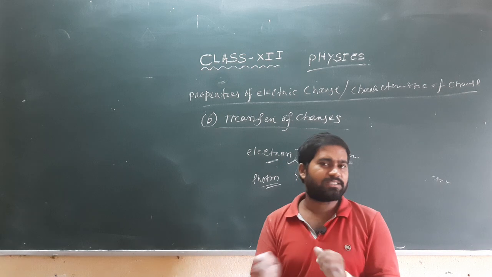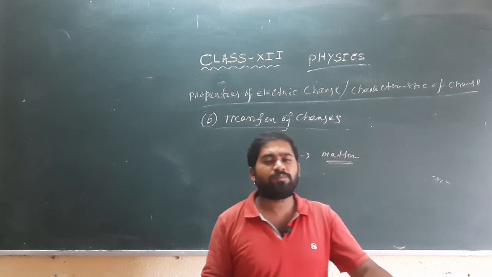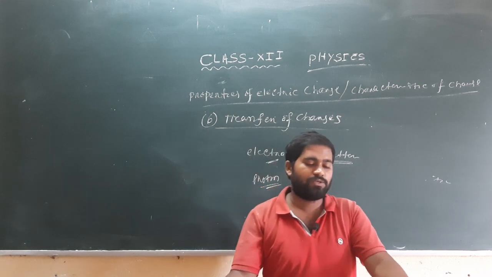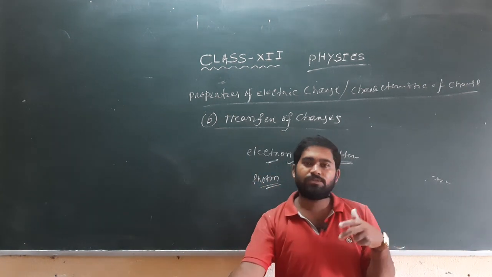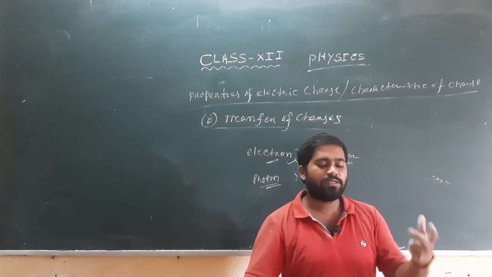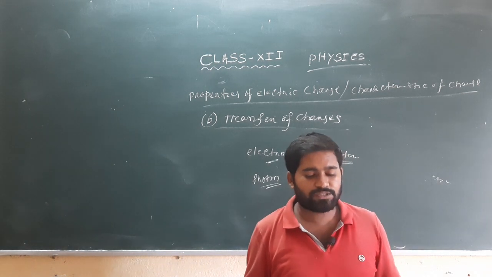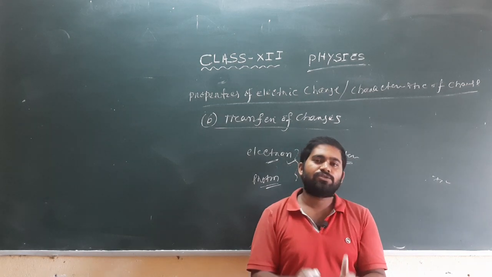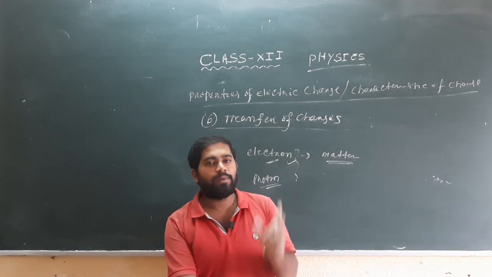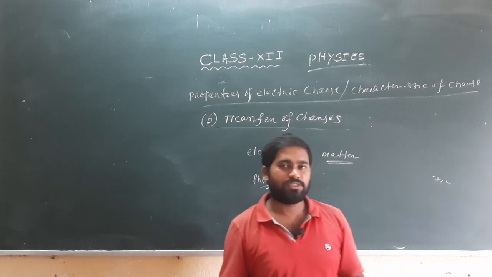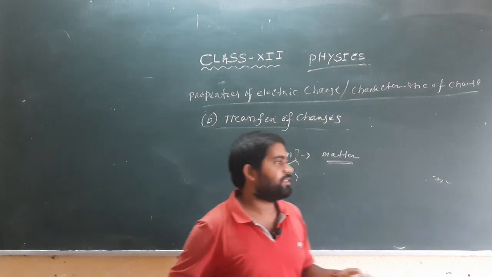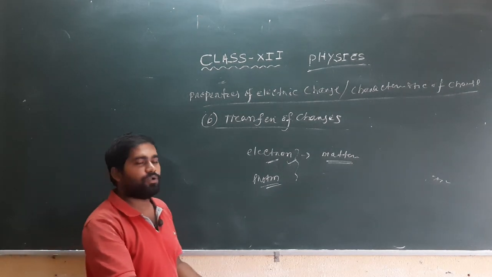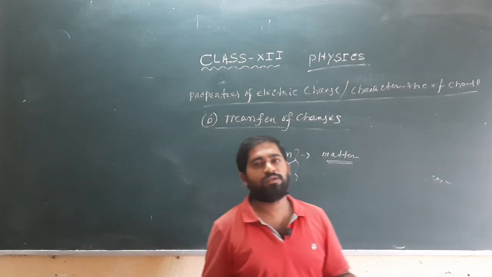Suppose I consider an example like an increase of positive charge or decrease of negative charge. If we increase the positive charge of a body or decrease the negative charge of a body, then there will also be an increase or decrease of the masses of the body and vice versa. So we can say when there is a transfer of charge from one body to another body, then there is a change of mass between the bodies.